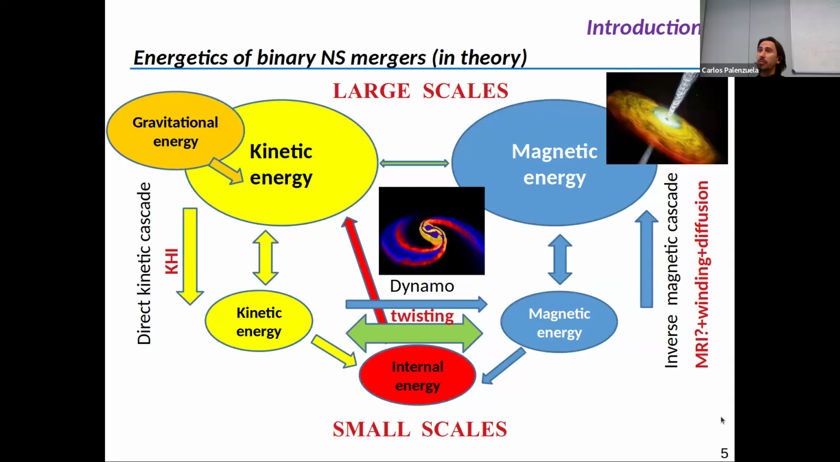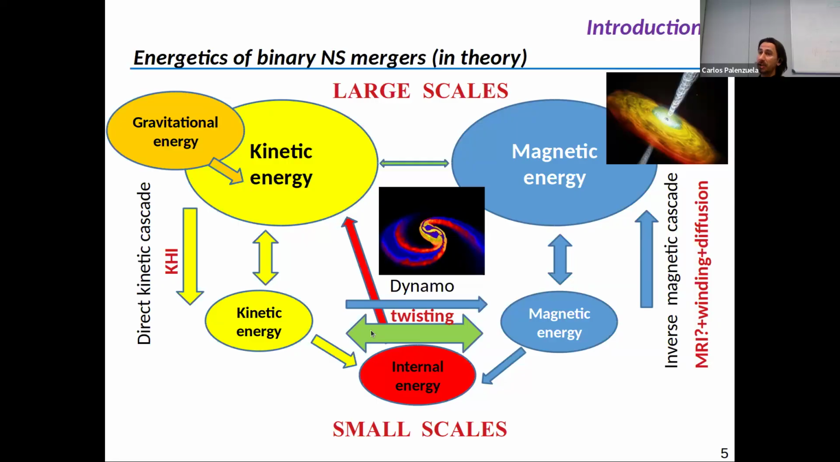So if we make a diagram of the energetics and put the large scales on the top and the small scales at the bottom, we see that during the merger, part of the gravitational energy gets converted into kinetic energy at large scales during the inspiral. And at the time of the merger, the small eddies, the Kelvin-Helmholtz instability, basically transfer energy from large scales to small scales, to eddies that are smaller and smaller through the Kelvin-Helmholtz instability. This is the standard direct kinetic cascade.